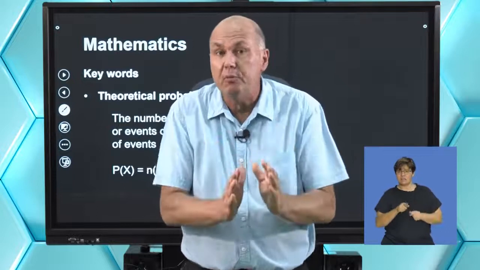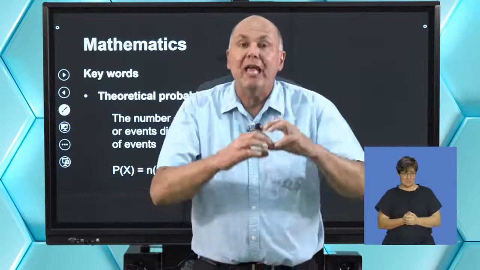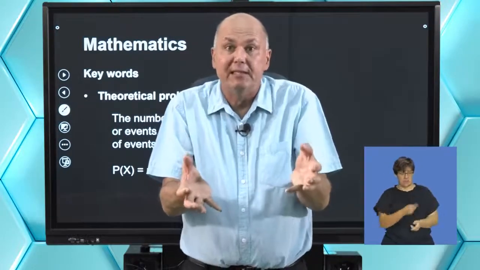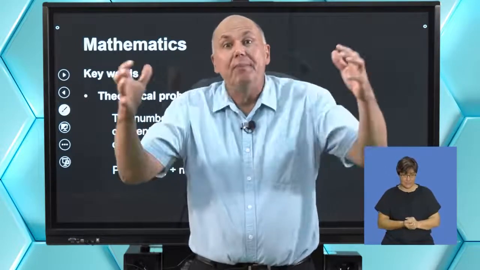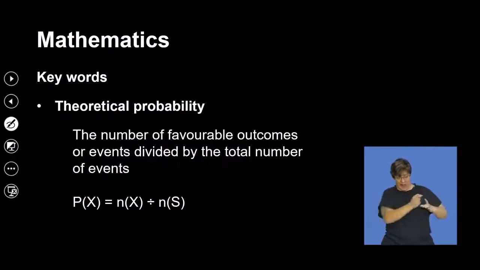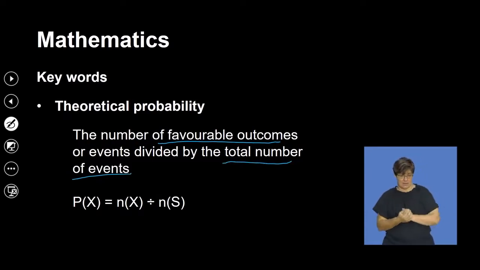Well, the theoretical probability is easy to calculate. All we've got to do is count the number of times a particular outcome or event takes place, and then divide it by the total number of events in the sample space. So the number of favorable events, the ones we're interested in happening, is divided by the total number of events. And so the probability of X taking place is simply this fraction: the number divided by the total number in the sample space.